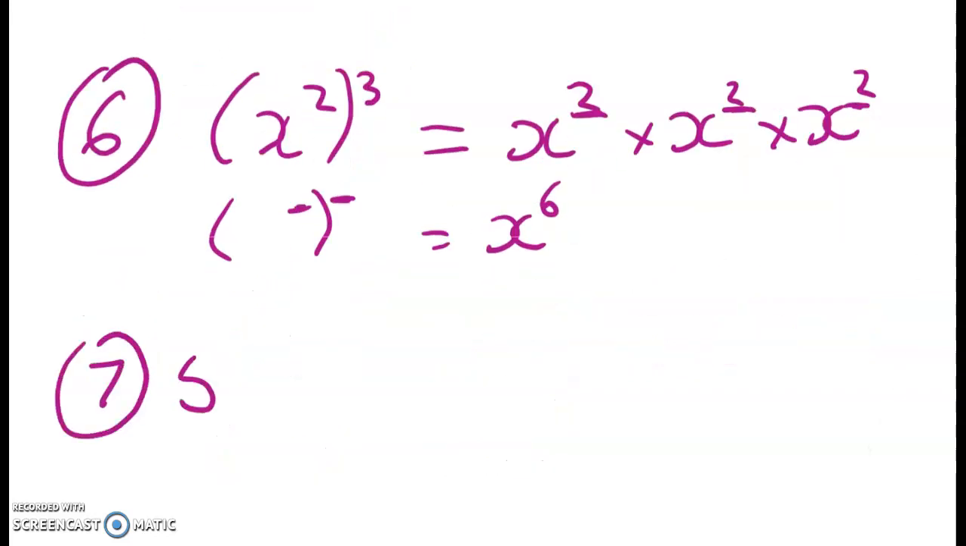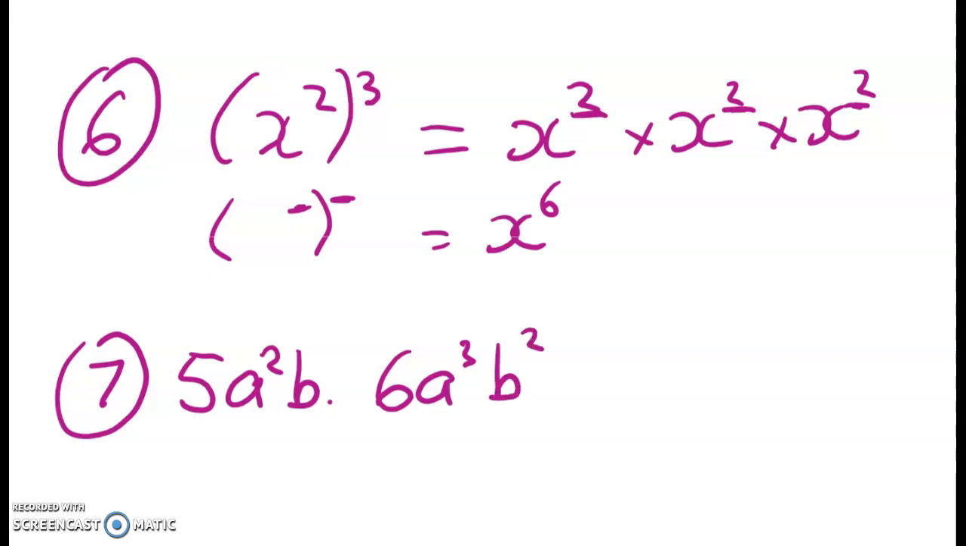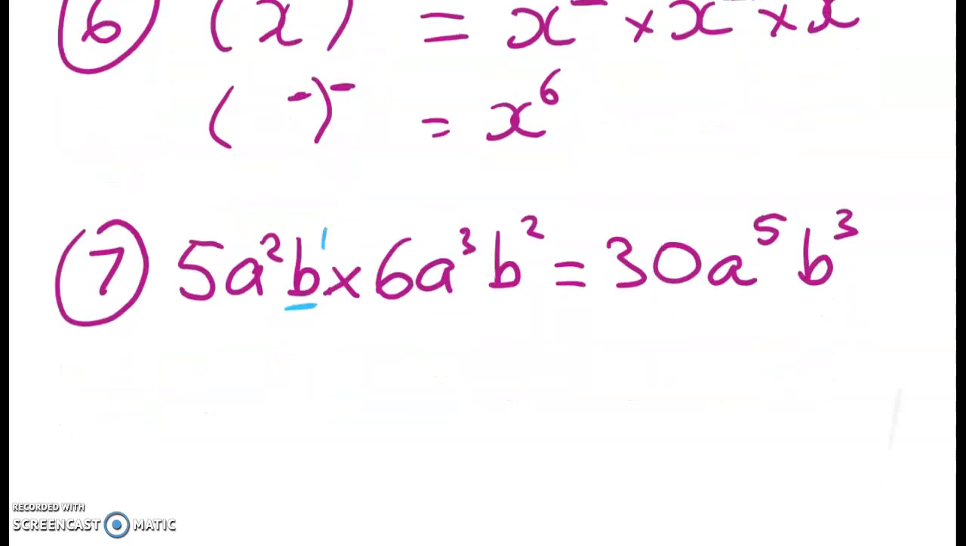Number 7, 5a squared b times 6a cubed b squared. Now it's not that common these days in textbooks to see this full stop meaning a times sign, but it comes up sometimes, and it's in this example. So we could rewrite that as just a big multiplication sign here. We do the numbers first, so 5 6s are 30, and then I've got a to the power of 5 times b to the power of 3. So remember that this b here is b to the power of 1.